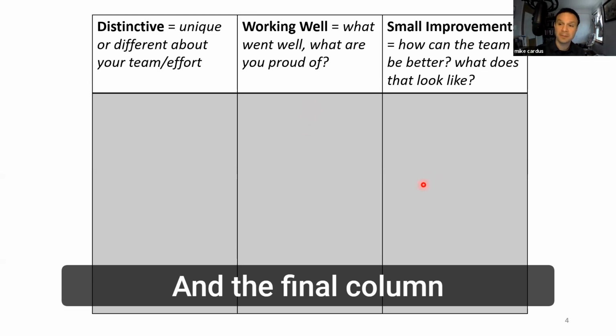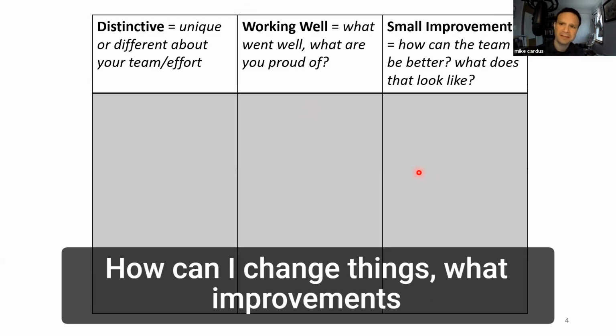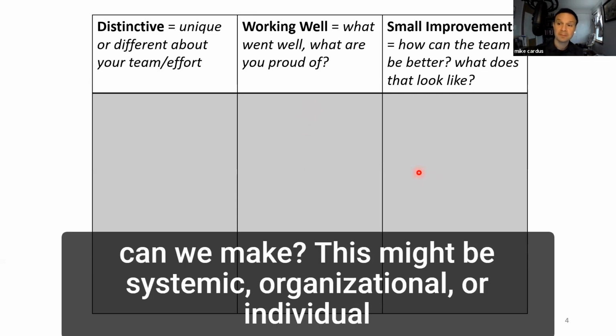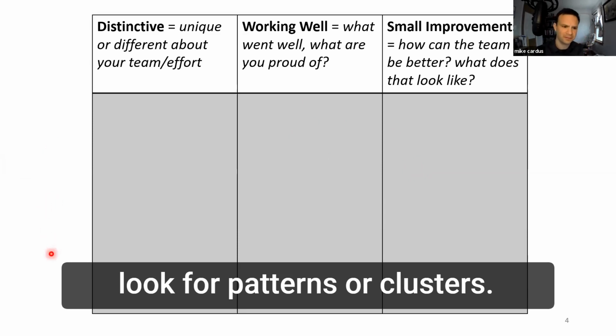And the final column folks fill out is the small improvements. What can be better? How can I change things? What improvements can we make? This might be systemic, organizational, or individual in the process and tasks. And what you're trying to do from these is to look for what we call patterns or clusters.